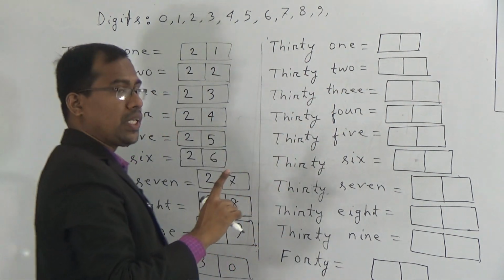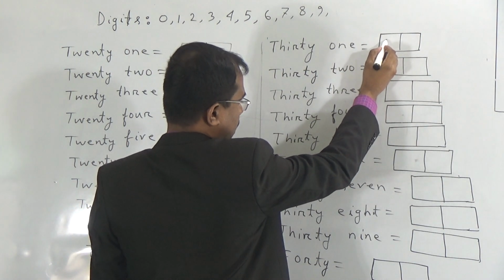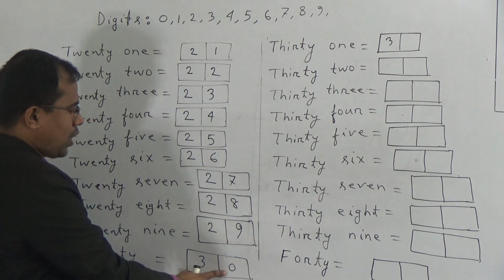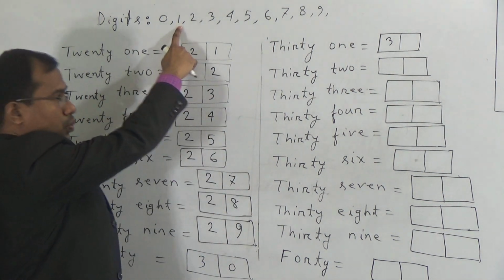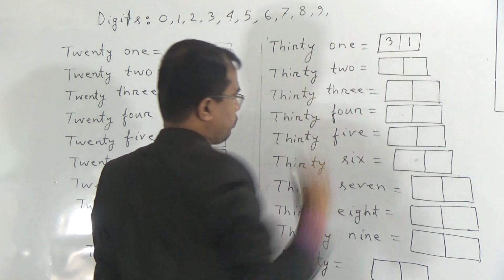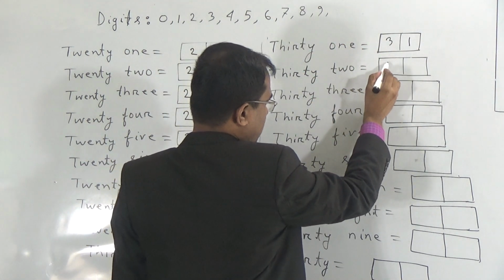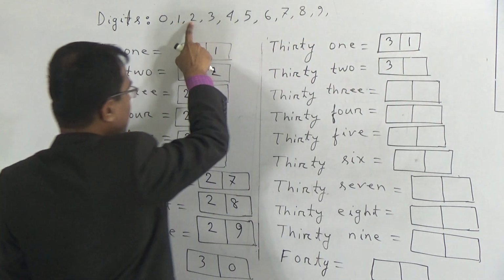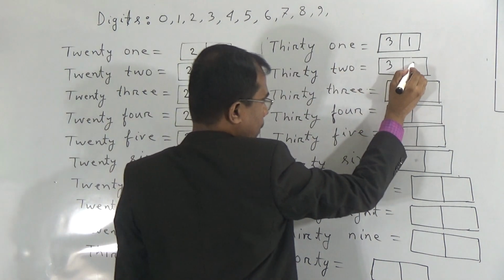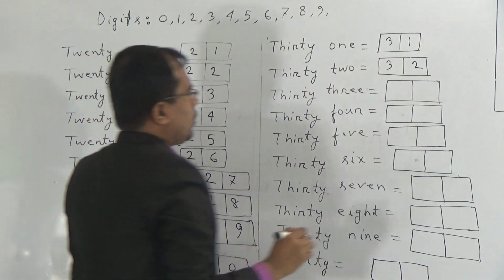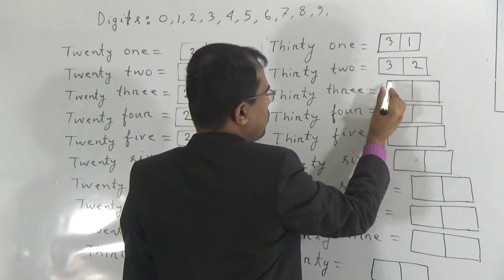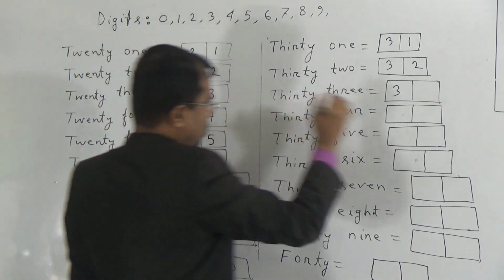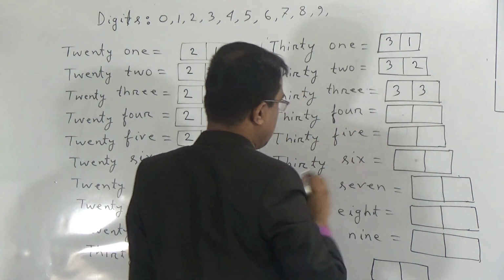In tens place now we will keep fixed 3. We will keep 3 in tens place and have to change digits of ones place. Instead of 0 now we will write 1 in ones place. Now for 32, in tens place we will write 3 and have to change digits of ones place. Instead of 1 now we will write 2. Now 33. In tens place we will write 3 and in ones place after 2 there 3 exists. So we have to write 3 here, 33.